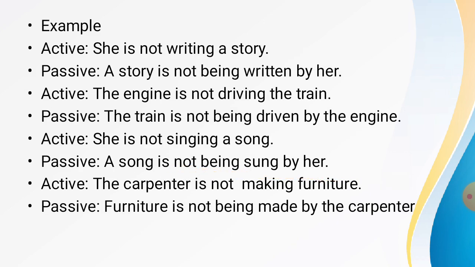Here are some examples. Active: She is not writing a story. A story is not being written by her. The object becomes a subject and then we use the helping verb. In continuous tense we use the same helping verb. And then not, then being, in addition, first form of verb plus ing, and the subject becomes object and it comes in objective case. She changes into her.